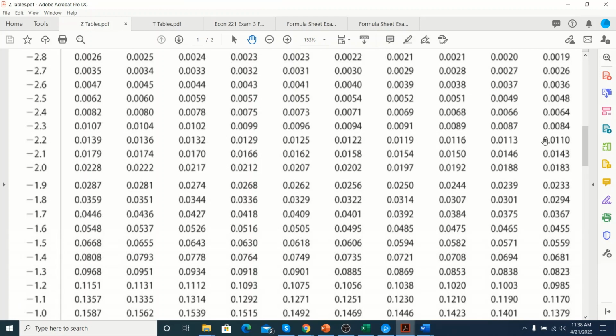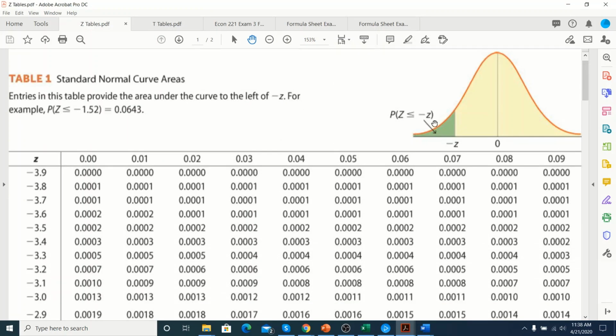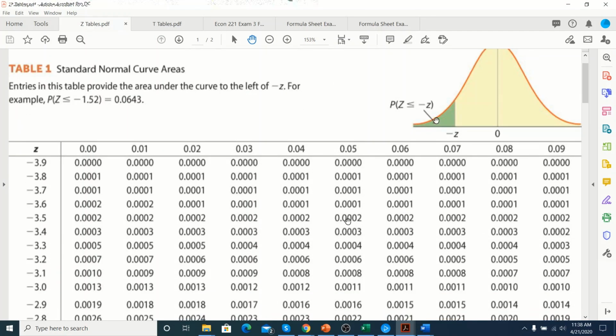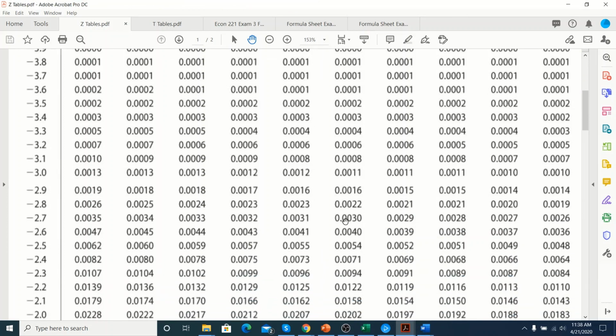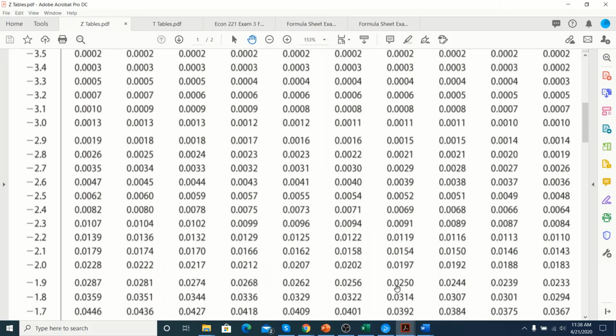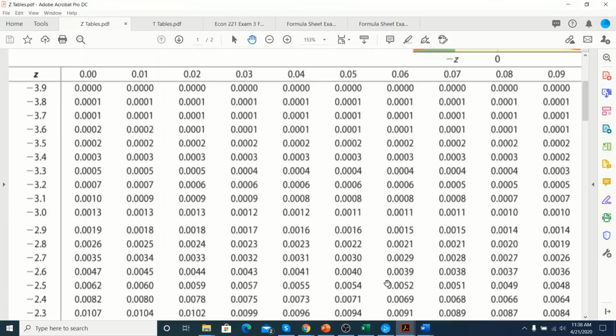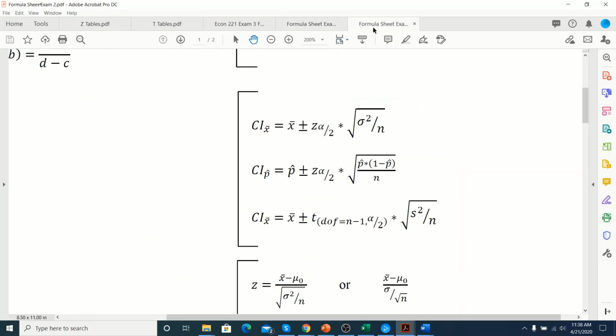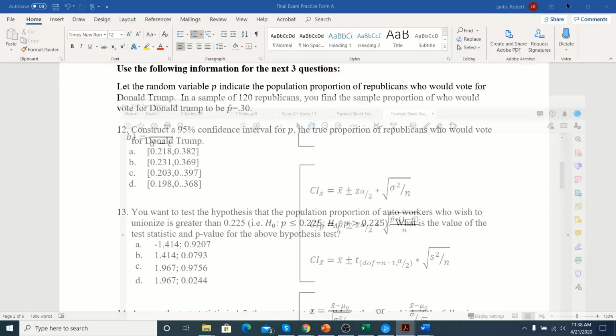I know the area in the tail that I want is 0.05 divided by 2, so 0.025. So I search for 0.025. What's as close as I can get? Oh, it's exactly here, negative 1.96. Now I'm looking at this formula sheet, right? There's already the positive and negative built in, so I just plug in the absolute value of that 1.96. And that's just a matter of doing a little bit of math.